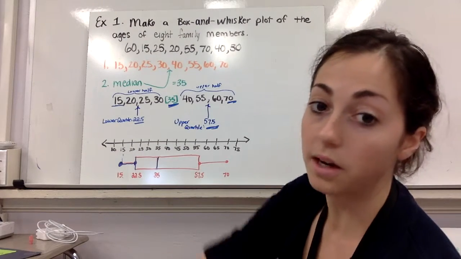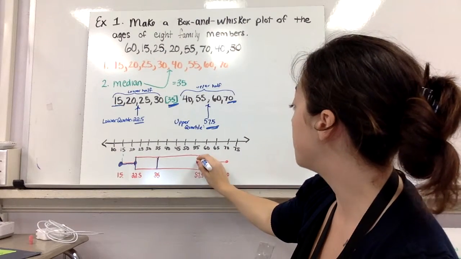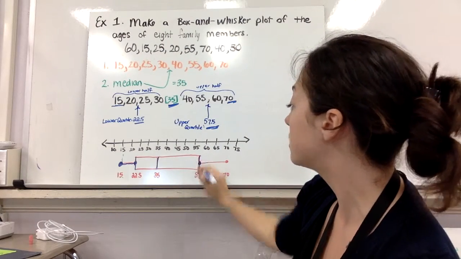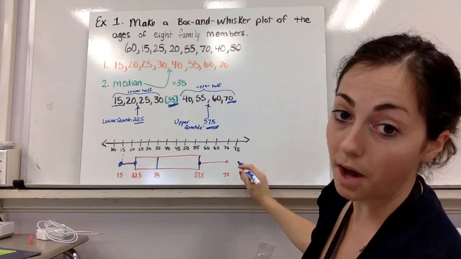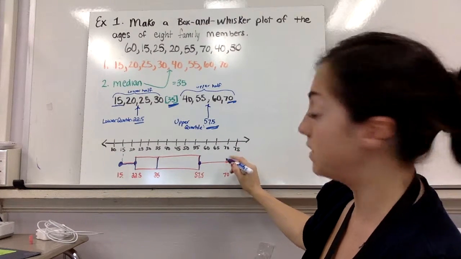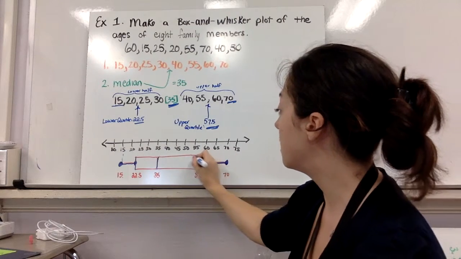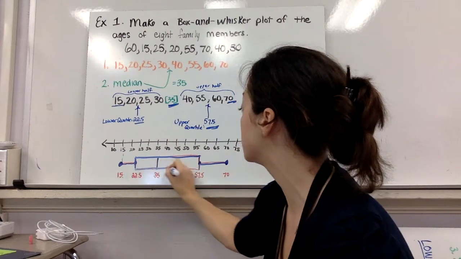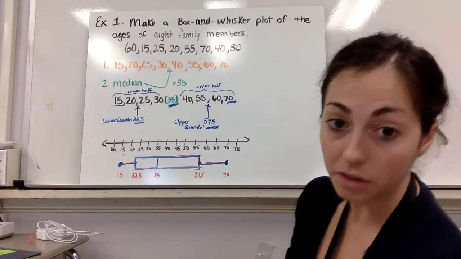My upper quartile is 57.5. That's in between 55 and 60. And that's my last part of the box. And then my whisker, my outside whisker, my other one, is 70, my greatest value. I connect those. I make an outside box of my 3 quartiles, my first, second, and third.